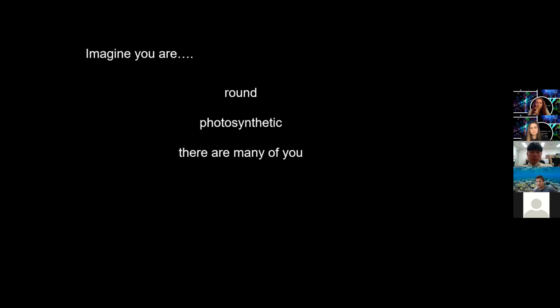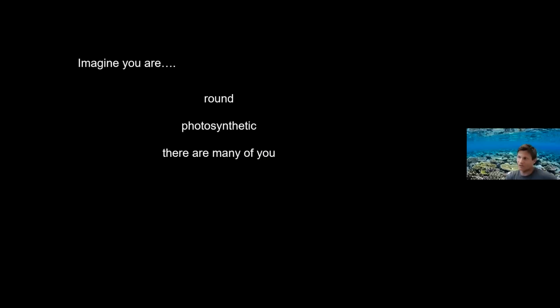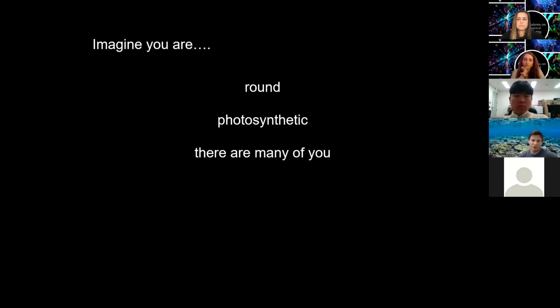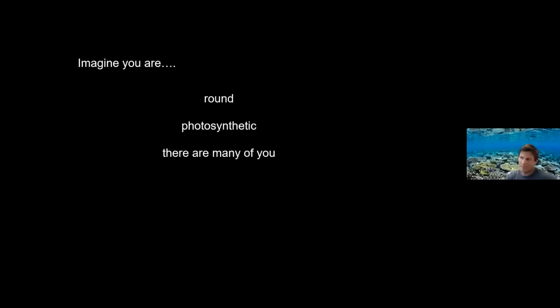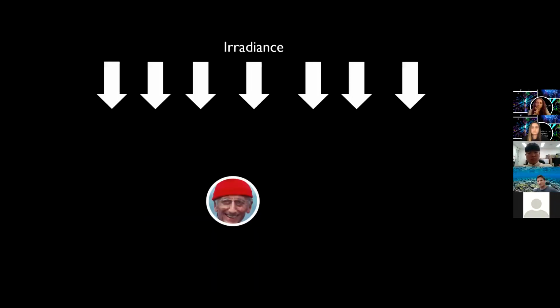So imagine you are round, photosynthetic, and there are many of you. And now at first approximation, your main aim is to optimize light absorption for all units. The question is, how would you arrange yourself? Now, let's say this is you, and light is incident from the top.